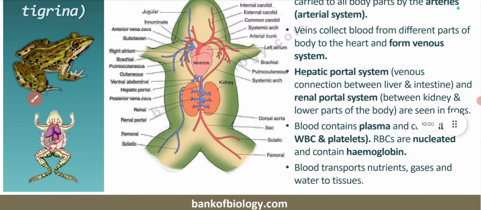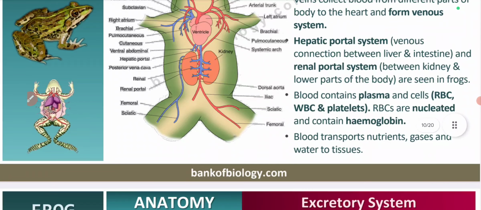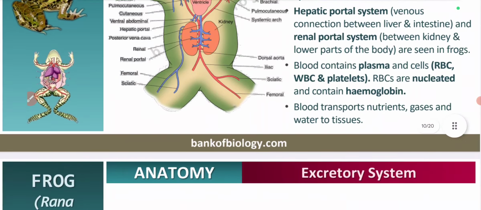Blood contains plasma and cells, RBC, WBC, platelets. RBC are nucleated and contain hemoglobin. Blood transports nutrients, gases and water through the tissues.